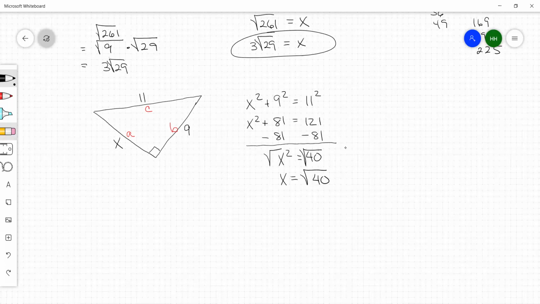And 40's got a perfect square in it. So our x is equal to the square root of 4 times the square root of 10. So our x equals 2 radical 10. Simplest radical form. Any questions on any of those steps?